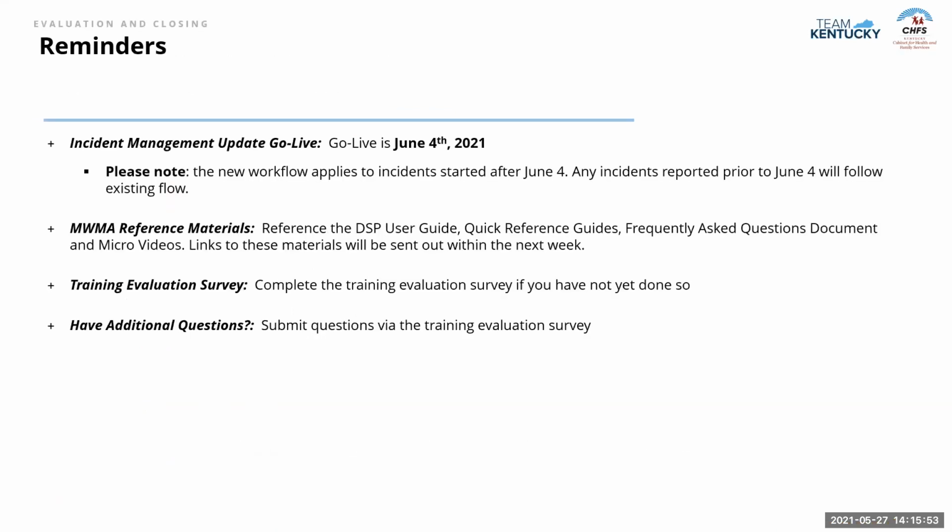A few quick reminders. Our go live is June 4th. So all of these updates that we've discussed will go in on June 4th of this year. We do want to point out that the new workflow we discussed today will only apply for incidents that were started after June 4th. So any incidents that were reported prior to June 4th are going to follow the existing workflow. So that's a really important distinction to note. Again, we have several MWMA reference materials available. Those are located on TRIS. Again, we'll be sending out links to those in the next week or so.